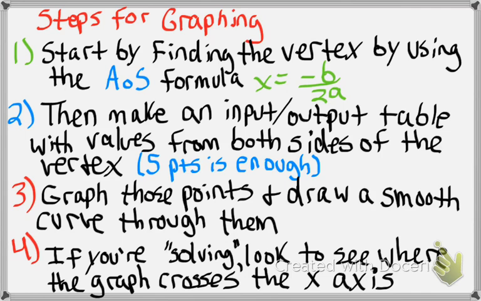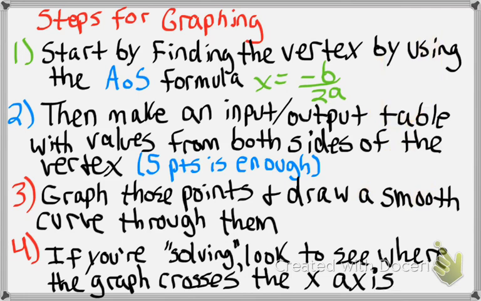Okay, you're going to start by finding the vertex. Start by using the axis of symmetry formula to find the x-coordinate, plug it back in to get the y-coordinate. Then you're going to make an input-output table, but you're going to pick values from both sides of the vertex. Remember, the vertex is a reflection of the left side and the right side. So the left side and the right side should be the same thing, but just to make sure you know which way it curves, pick values from both sides. That way you know if it opens upwards or downwards from the vertex.